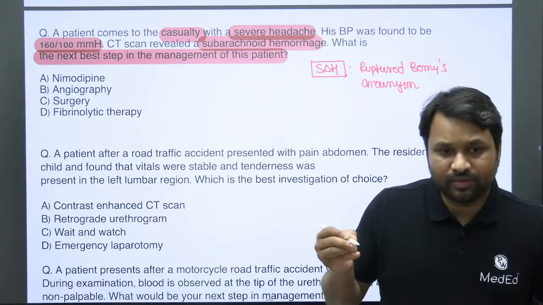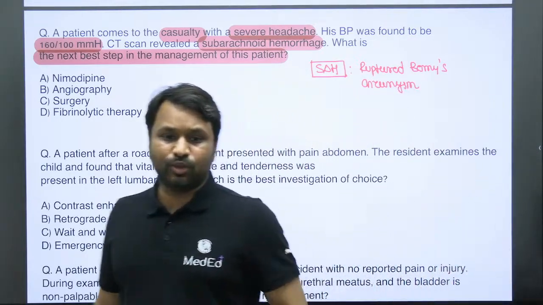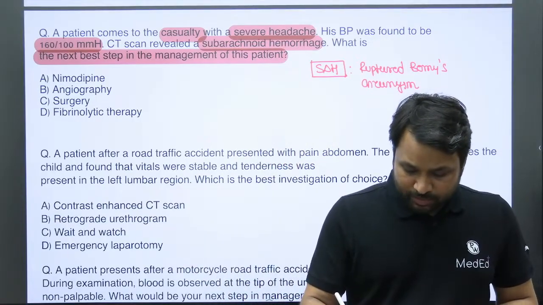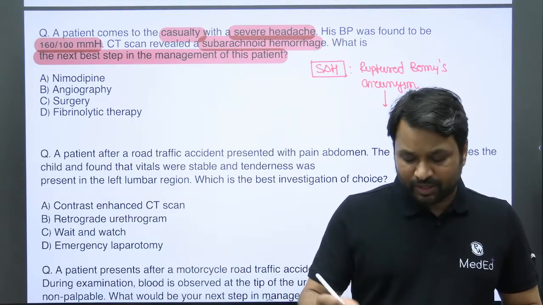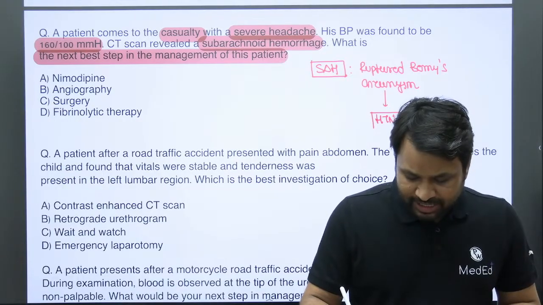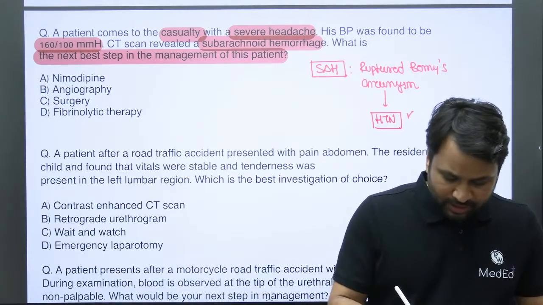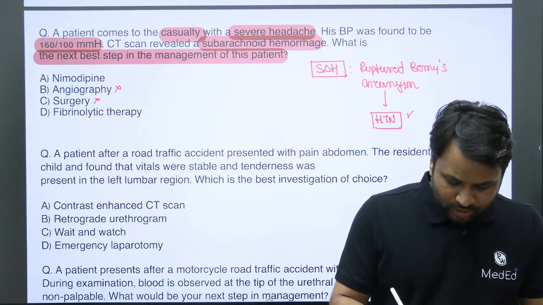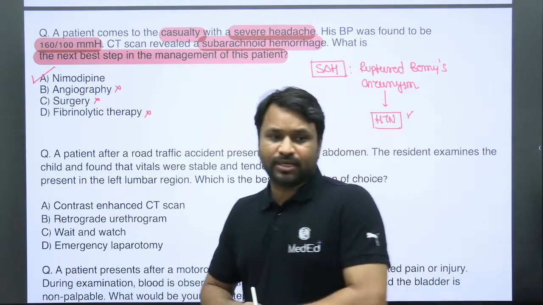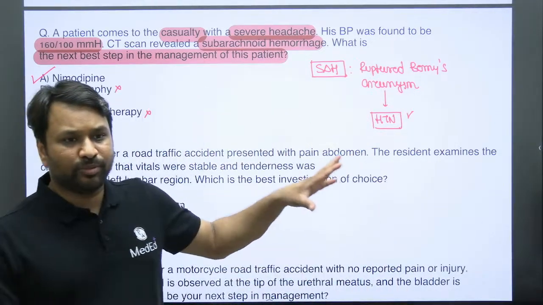It can be because of a ruptured berry aneurysm. Okay. The most important risk factor for rupture is going to be hypertension, right? So obviously I have to control the blood pressure first. It is not the angiography or surgery, not the fibrinolytic therapy. Nifedipine, or nimodipine, a calcium channel blocker is likely to be the best component.